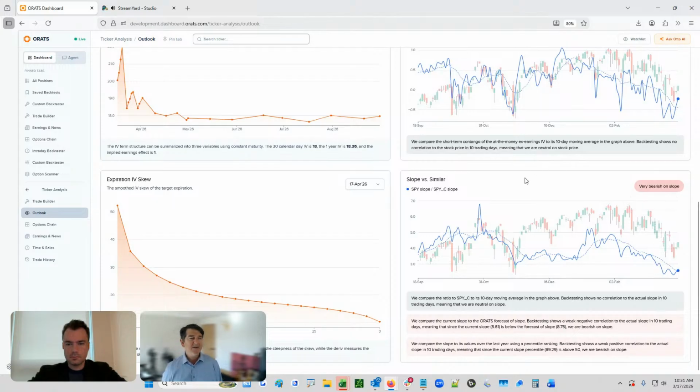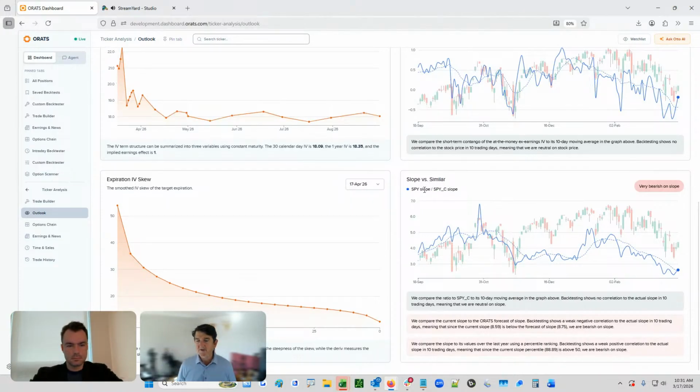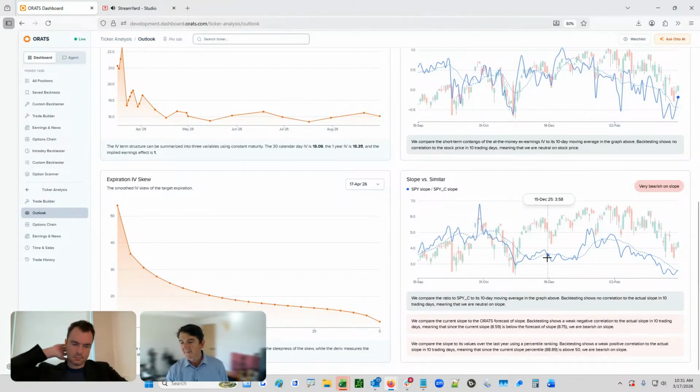This is a positively correlated measurement to the stock price. So the SPY slope divided by the component slope: what you want is for the SPY slope to be very steep. When things are good, you want it high and going up. When it's going down, it's not good.